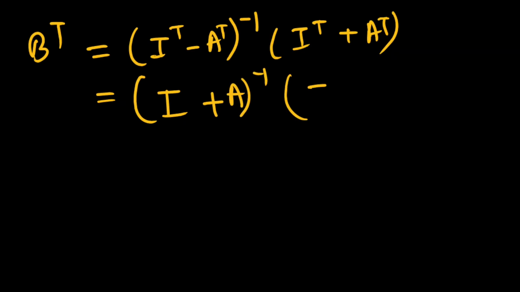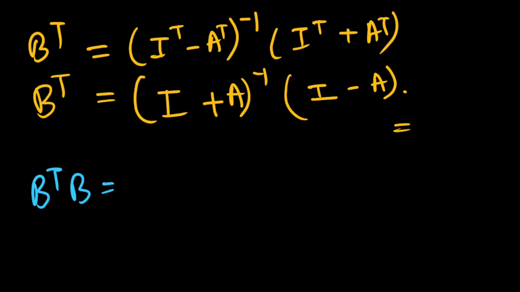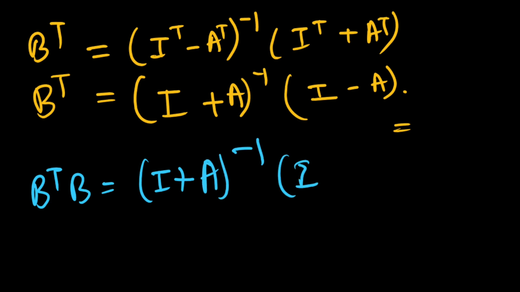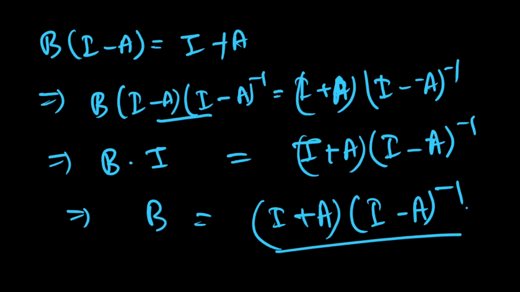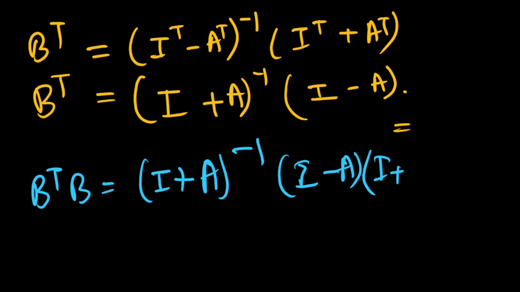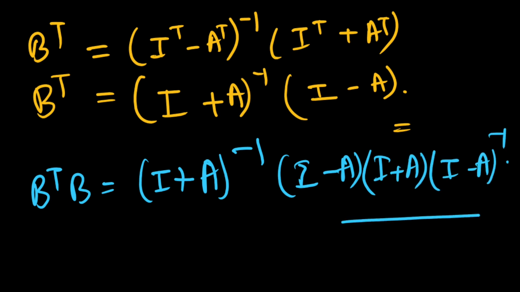Inverse, I transpose is I, A transpose is equal to minus A. So therefore we got B transpose is equal to this matrix. So therefore we calculate B transpose B. So B transpose is equal to this matrix. So we write (I plus A) inverse times (I minus A) multiplied by B, which is equal to this matrix. This matrix is (I plus A) times (I minus A) transpose. So right is 2.